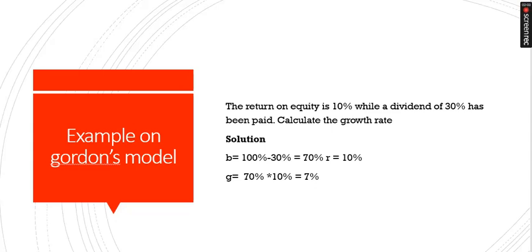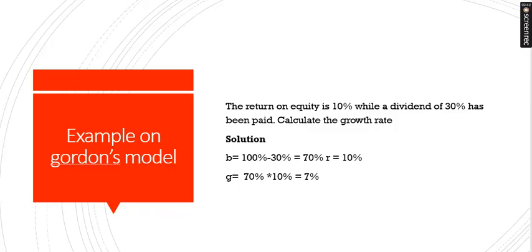Okay, so we have this simple example. It says the return on equity is 10%, while dividends of 30% has just been paid. Calculate the growth rate. Now what is B? B is what has been retained. So you take 100% minus 30%, which is dividends. It means you're remaining with 70%. Then our return on equity is 10%. So growth rate will be 70% times 10%. That's 7%. So that is according to Gordon's growth.